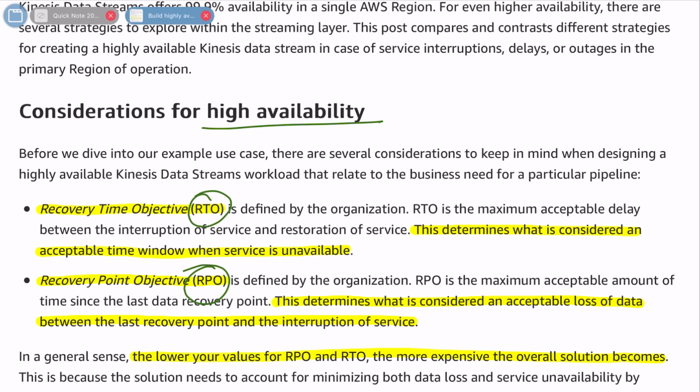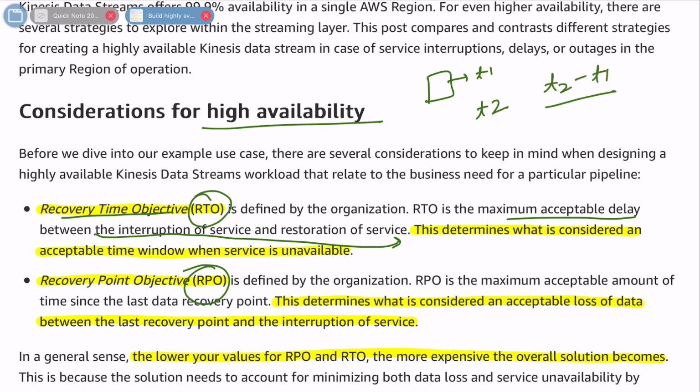What do we mean by RTO? RTO is recovery time objective, the maximum acceptable delay between the interruption of service and restoration of service. Let's say this is your service, it goes down at T1 and comes back at T2. The difference T2 minus T1 is referred to as the recovery time objective.